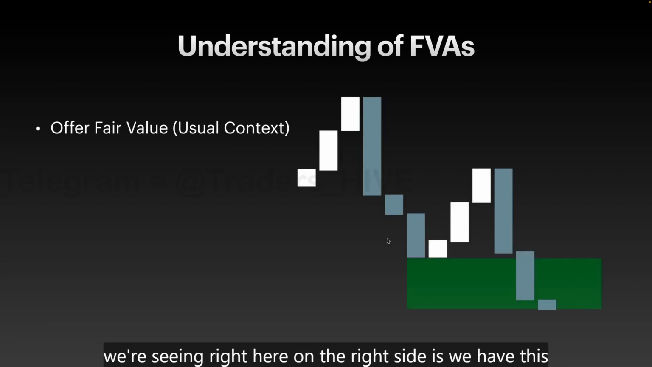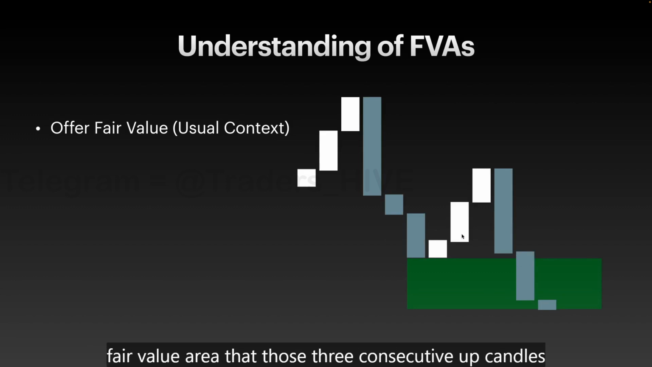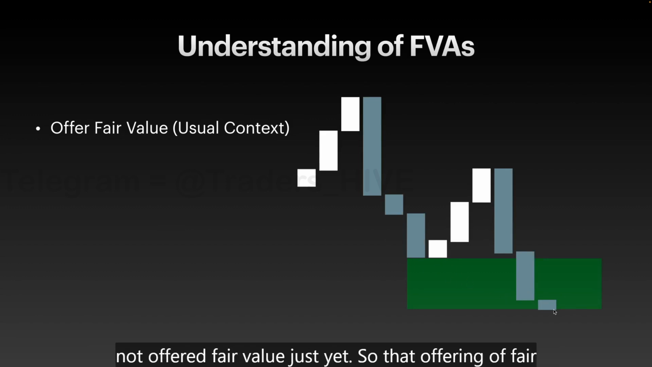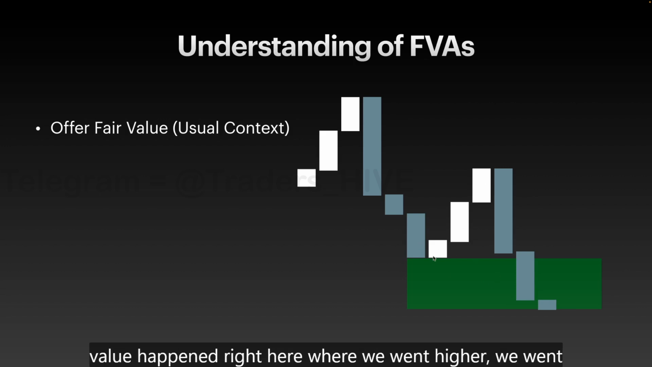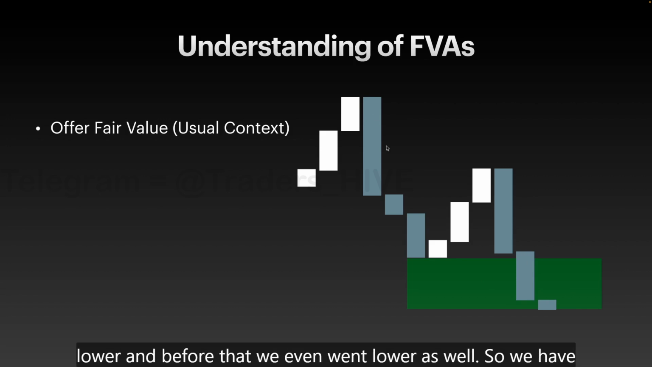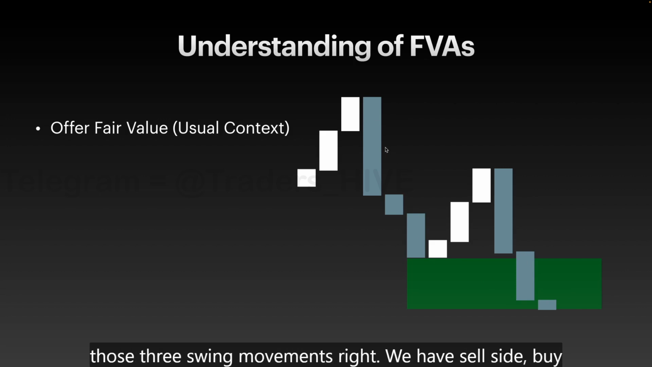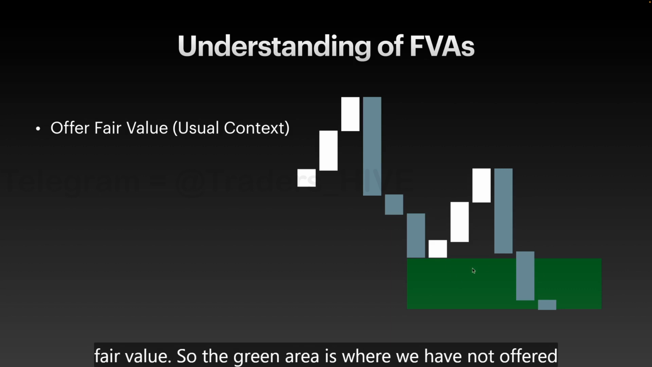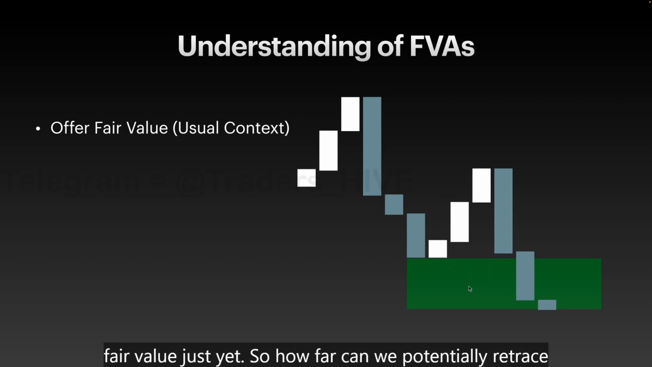So what we're seeing right here on the right side is we have this fair value area, those 3 consecutive up candles right there. And then below that right there is where we have not offered fair value just yet. So that offering of the fair value happened right here, where we went higher, we went lower, and before that we even went lower as well. So we have those 3 swing movements, right? We have sell side, buy side, sell side. So that area where buy side was offered as well as sell side, that's where we have now offered fair value. So the green area is where we have not offered fair value just yet.